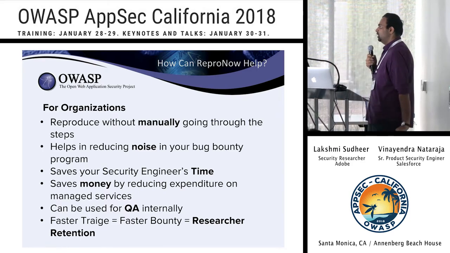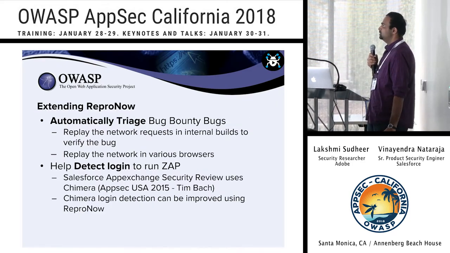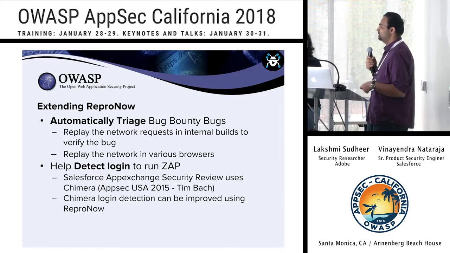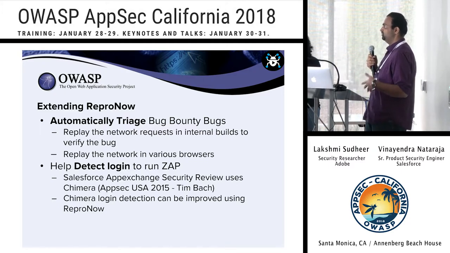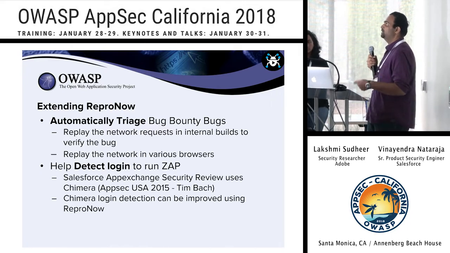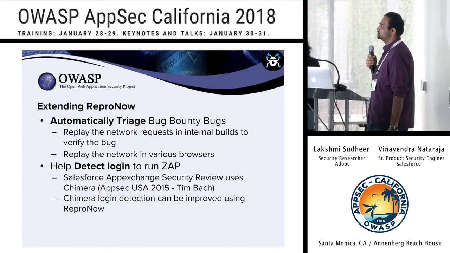So what are the future plans? One thing that we did want to do is use this tool to automatically triage. Since we have the network request, we just have to replay it, and then we can know if the bug is valid or not. Also, most security researchers only have access to the production instance and not to staging or a QA instance. So if you have this network interaction and you want to test if the bug has been fixed after the developer has fixed it, you could replay the same network in your QA instance or your own staging instance and find out if the bug is valid or not. And you could also replay in multiple browsers and check if it works in other browsers as well.